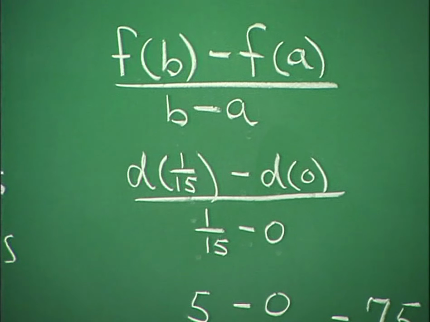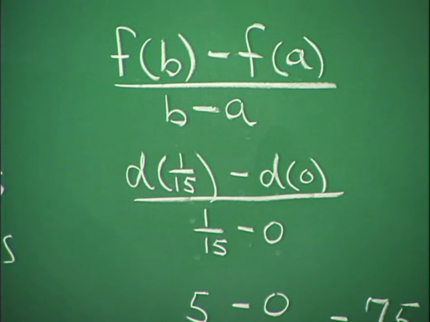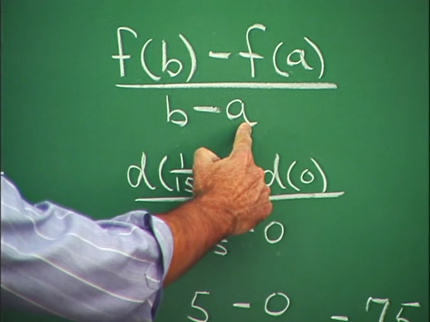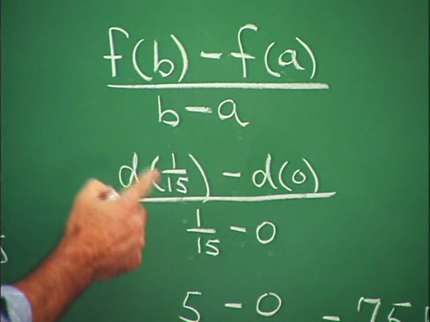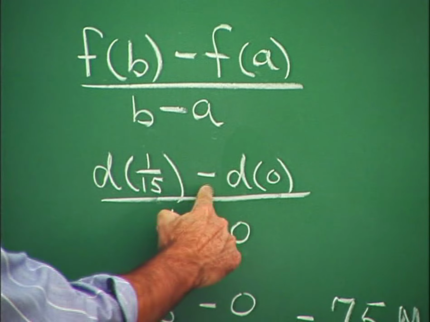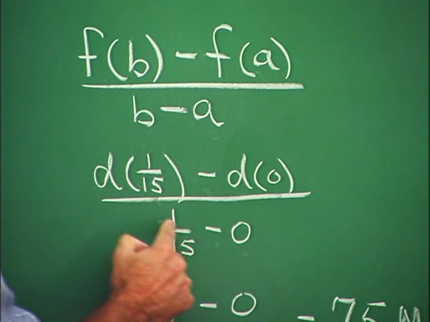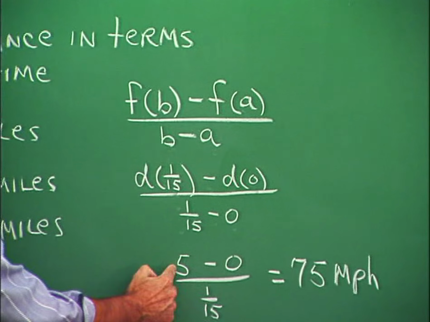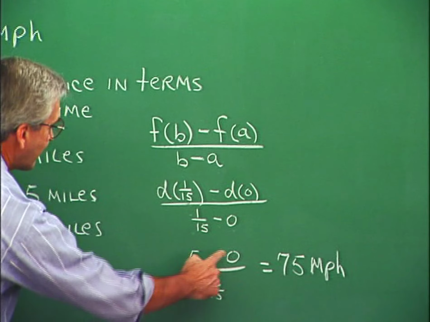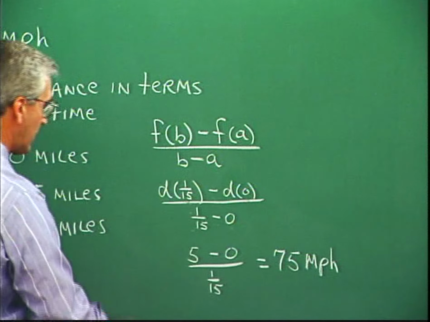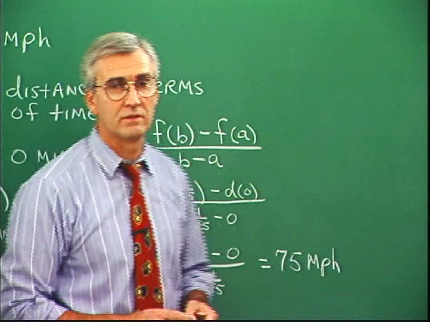And with that information, we can go through and calculate average speed with f of b minus f of a over b minus a. Now, fitting it with our information, it's d in terms of this time minus d in terms of that time over 1/15 minus 0. d of 1/15 is 5, d of 0 is 0, 5 minus 0 is 5, over 1/15 turns out to be 75 miles per hour. So either way we look at it, somebody's busted.